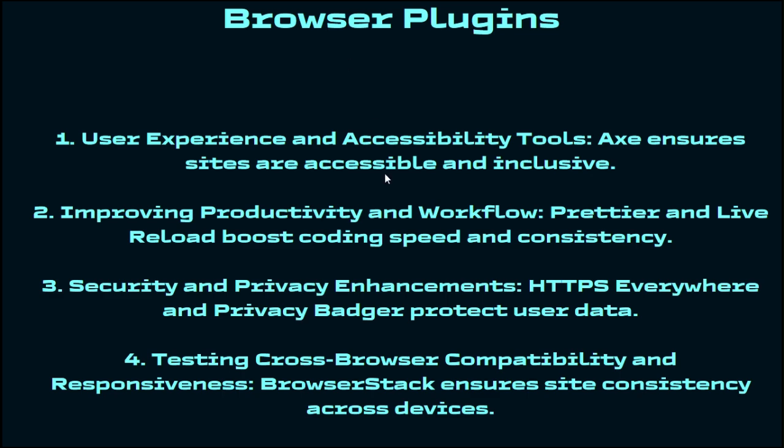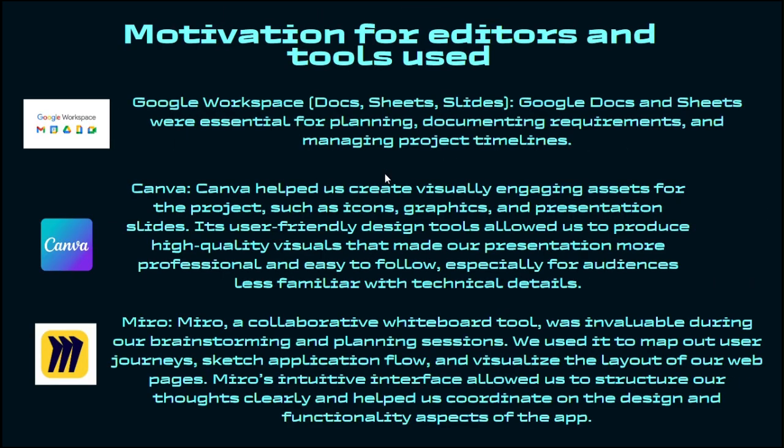And then lastly, under section A, we have motivation for editors and tools used. We utilized Google Workspace, which helped with Google Docs and Sheets. And then we also made use of Canva. Canva helped us create visually engaging assets for the project. And then lastly, we made use of Miro.